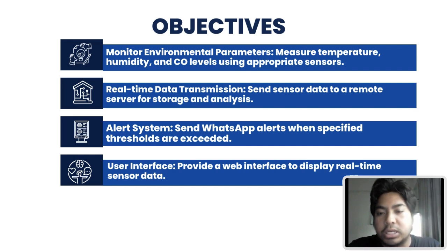Okay, so the objective for this project, as the title implies, which is an Intelligent Environmental Monitoring System, is to monitor environmental parameters such as the temperature, humidity, and CO level, which is carbon monoxide, using appropriate sensors. We also wanted to apply real-time data transmission where the sensor data can be sent to a remote server for storage and analysis.